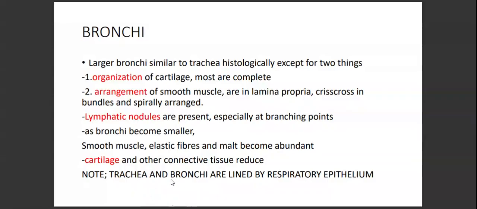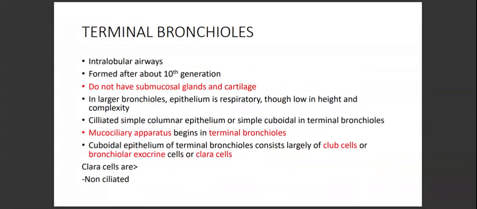Okay. So note also that the trachea and the bronchi are lined by respiratory epithelium. Lined by respiratory epithelium. Okay. Pay attention to that. Next, we go to the terminal bronchus.